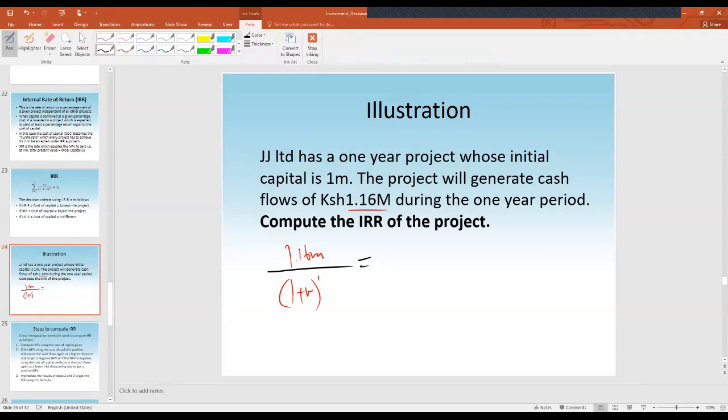So 1.16 million over 1 plus R is equal to 1 million. Therefore, R is equal to 1.16 million divided by 1 million, minus 1, and we get 16%. Simple, that's how we get there. No, because things are not that easy, and neither are they going to be easy in reality.